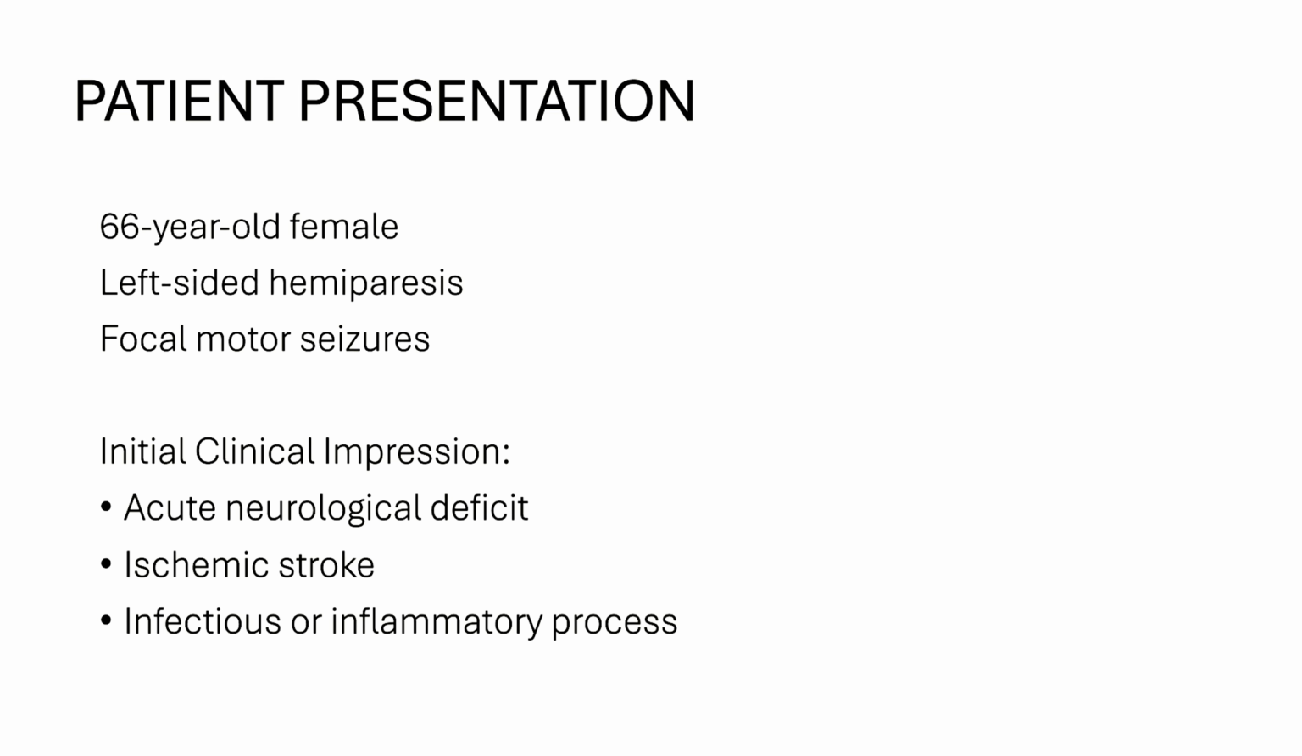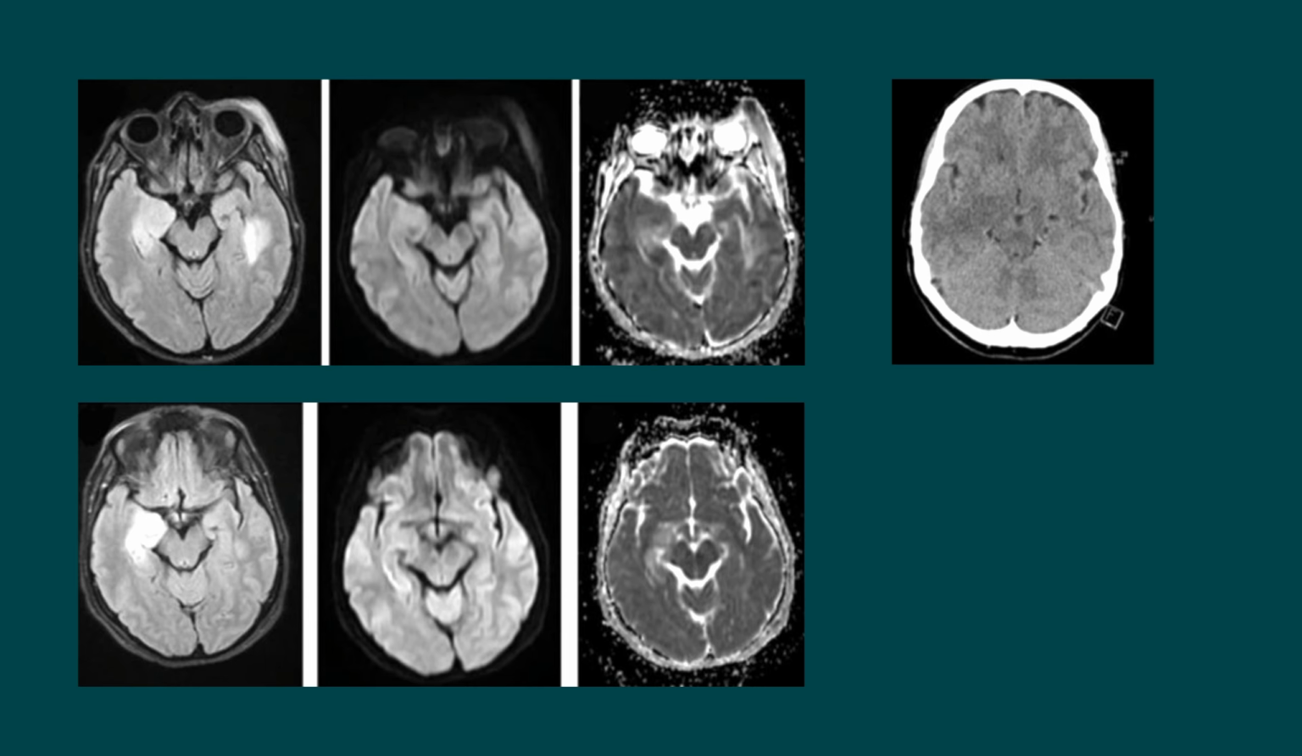The patient is a 66-year-old woman who presented with acute left-sided hemiparesis and focal motor seizures. Given the acute neurological deficit and imaging findings, the initial differential included ischemic stroke as well as inflammatory or infectious etiologies. There were no imaging features that were clearly diagnostic of a high-grade neoplasm. On initial evaluation, a non-contrast CT of the head demonstrated a hypodense lesion in the right temporal lobe without hemorrhage or a clearly defined mass effect.